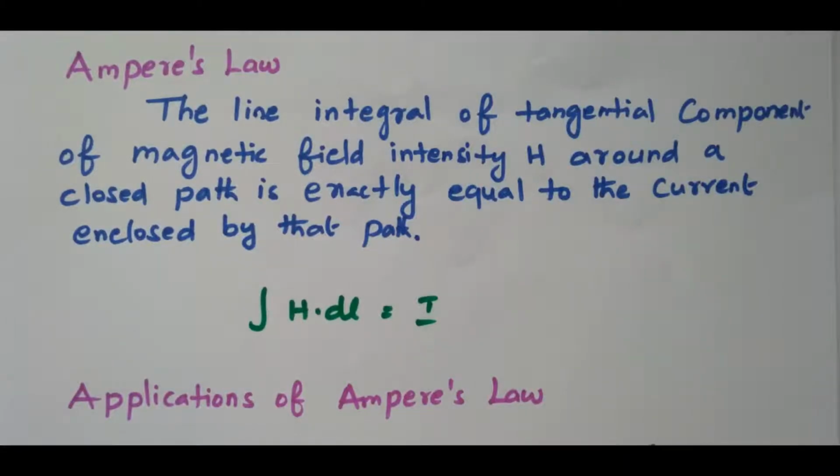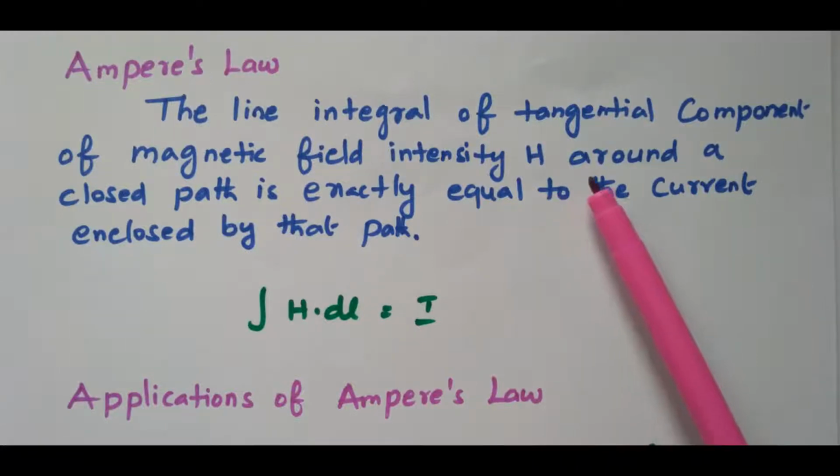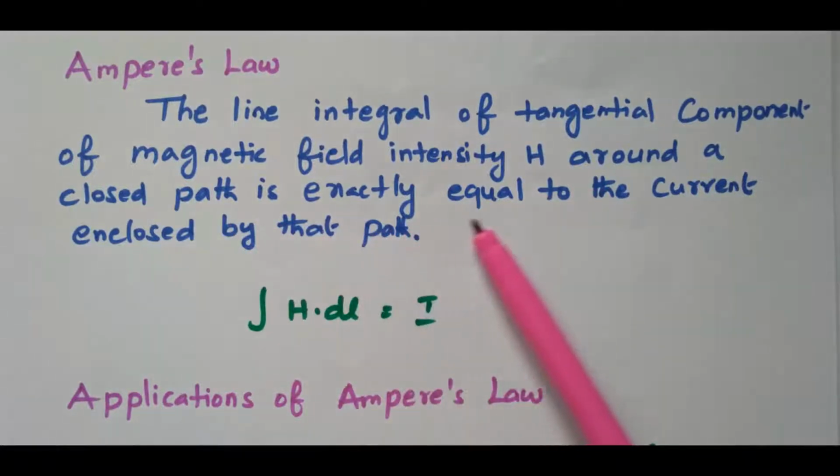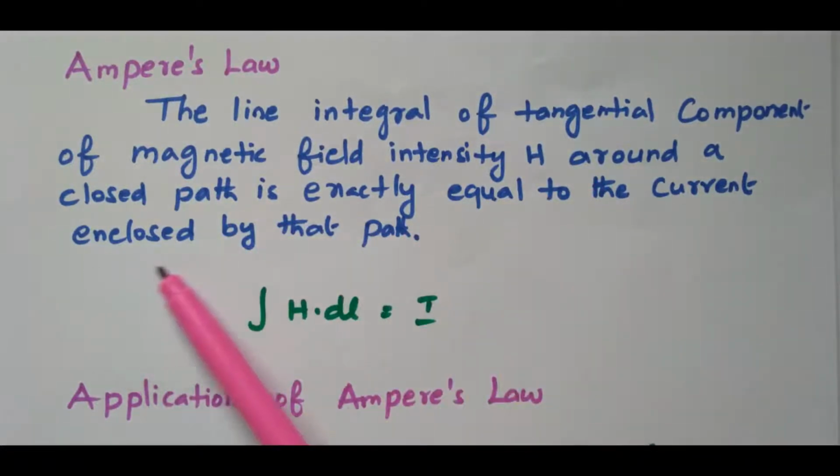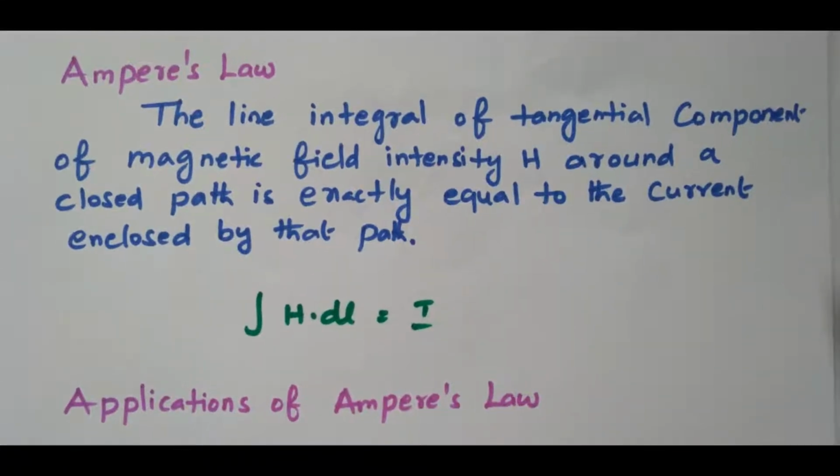Welcome viewers. In this video we'll see the Ampere's law definition followed by applications of Ampere's law. First we'll see the statement of Ampere's law. The statement is: the line integral of the tangential component of magnetic field intensity H around a closed path is exactly equal to the current enclosed by that path.